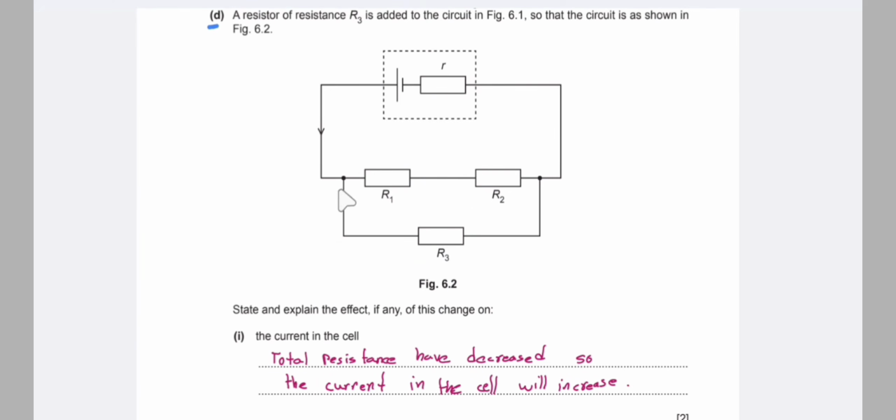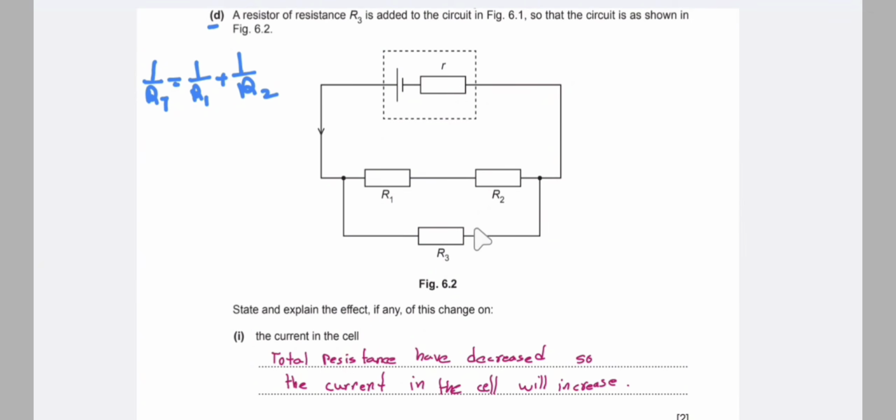So as we can see, the third resistor is arranged in parallel. You have to remember that as resistors are arranged in parallel, the total resistance decreases. Since the total resistance decreases, the current must increase. And why does the total resistance decrease? Because for a parallel combination, we know that 1/R total is equal to 1/R1 plus 1/R2.